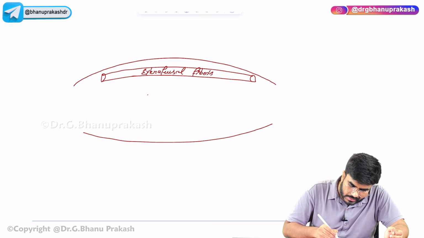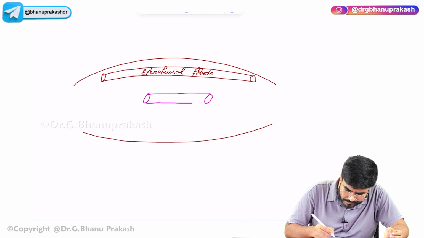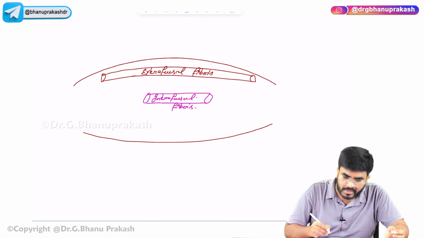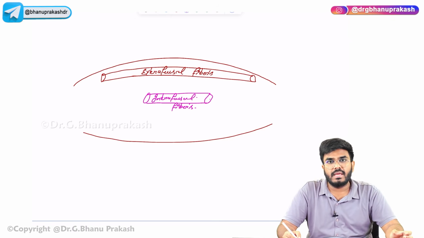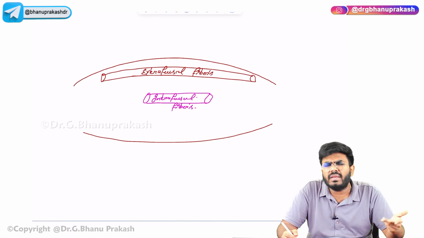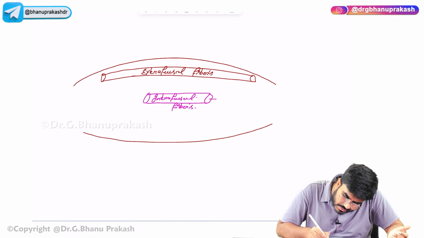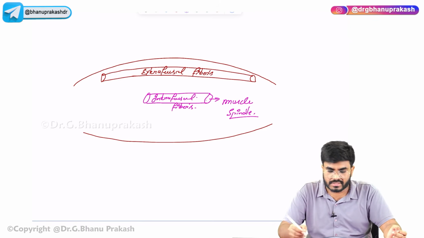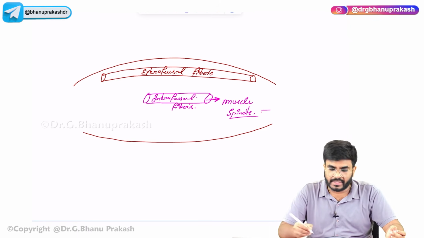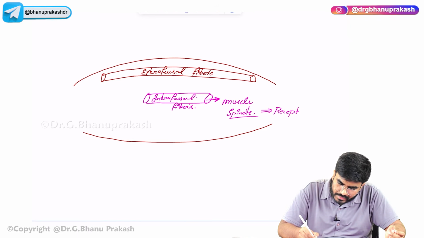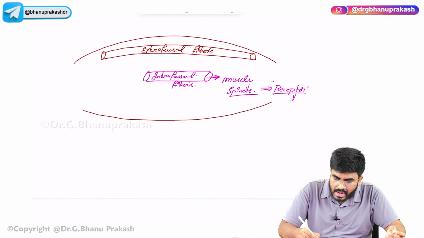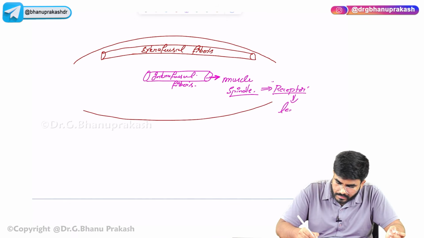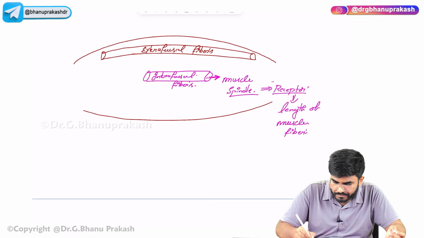Even in your muscle there are intrafusal fibers present. So in your muscle, how many types of fibers are there? There are extrafusal fibers as well as intrafusal fibers. Extrafusal fibers are actin and myosin, and there are many intrafusal fibers present. These intrafusal fibers together form the muscle spindle. This muscle spindle is a receptor. What does it detect? It detects the length of the muscle fibers.